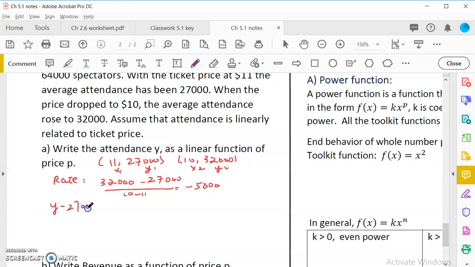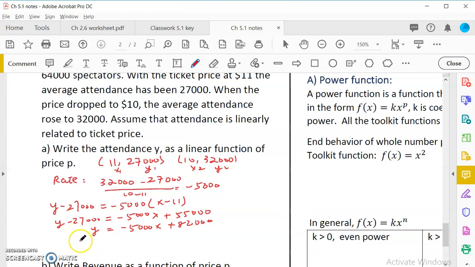y minus y1 equals m times x minus x1. After you multiply everything, that would be negative 5,000, well, our x is actually p, price, times p plus 55,000, right? Plus 27,000. So y is negative 5,000 p plus 55,000 plus 27,000, which is 82,000. So you can rewrite it as negative 5,000 p plus 82,000. So this is the attendance y.